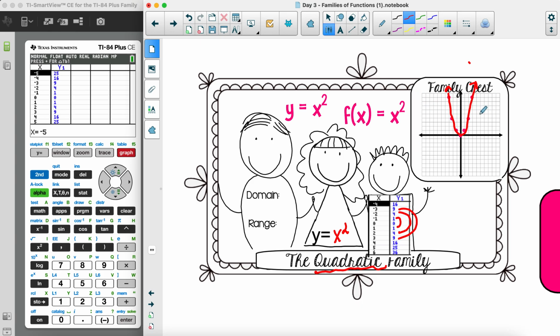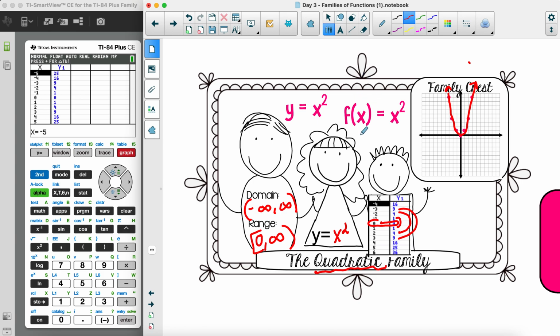Your domain for this particular quadratic is going to go from negative infinity to positive infinity. So I'm going to put it around my parentheses. And your range is going from 0 up to infinity because of those arrows. But the lowest point on the graph is 0. I am including the 0, and I'm including it right here because there's the point 0, 0 included. So it's inclusive, and it's going up to infinity for my range. And that's your quadratic function, right?